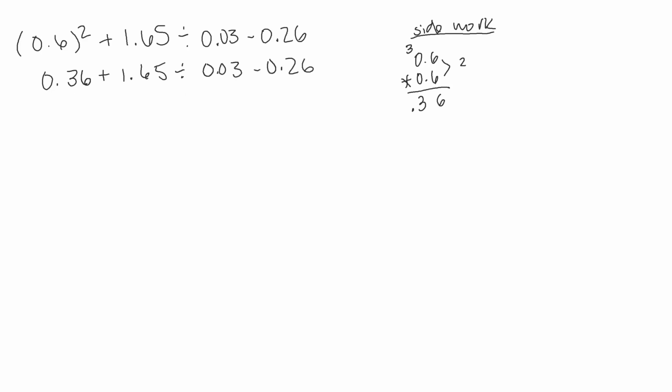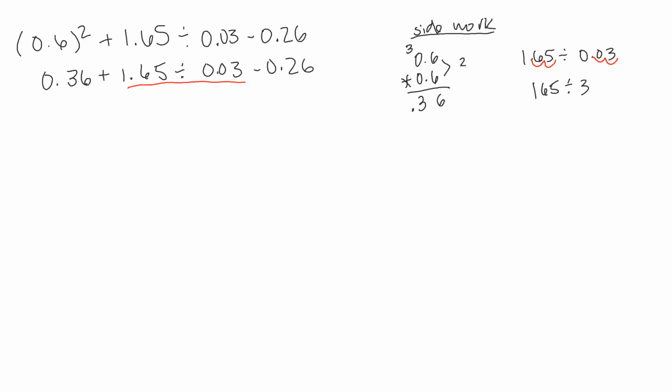All right. Next up for us is this division. So let's see what we have here. We've got 1.65 divided by 0.03. Our divisor has 2 decimal places. We don't like that. We want a whole number. So I move my decimal to the right twice, and I do the same thing in my dividend. So I've really got 165 divided by 3. So let's see what we get there.